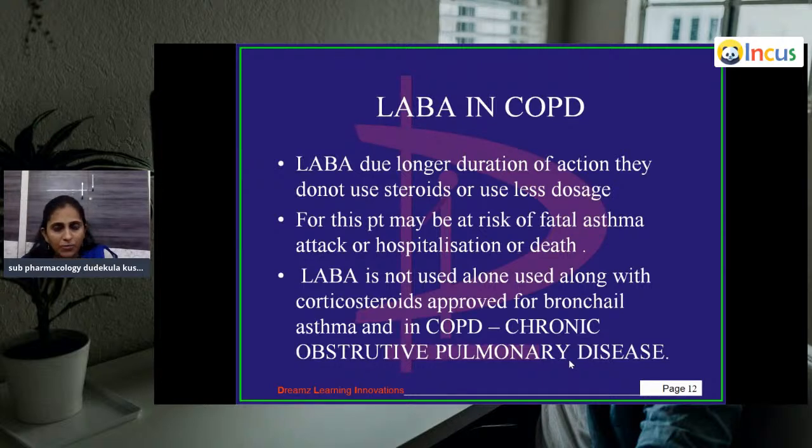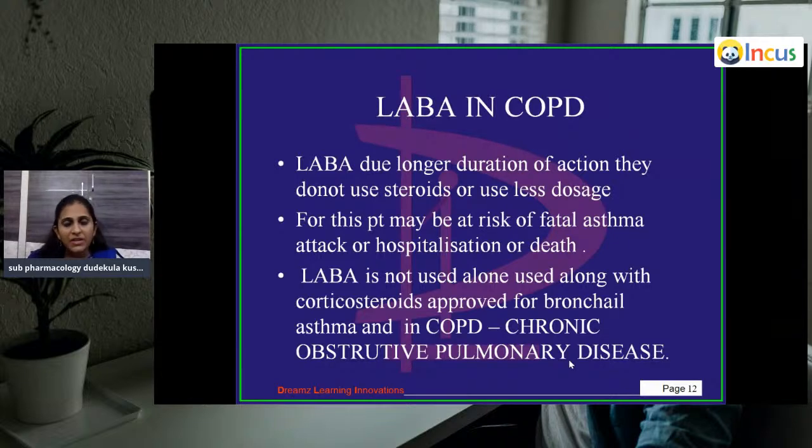These are genetic and morphological changes that occur in the cell, so the response is no longer produced. To produce the required response, you have to increase the dose, and that leads to toxicity. Because of this down regulation, the long-acting beta 2 agonist does not produce a response, and the patient may have fatal asthma attacks or hospitalization, sometimes even death.